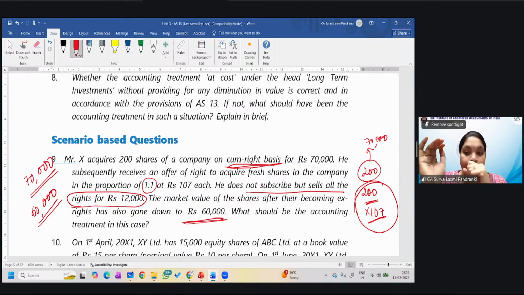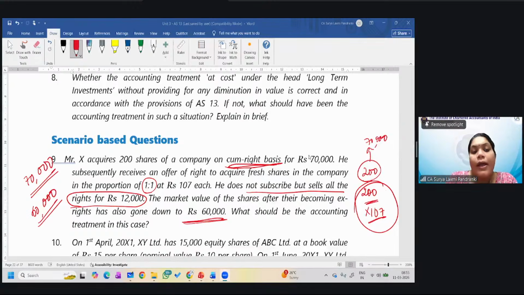This 12,000 is an income to you. Everybody agrees to it? 12,000 is an income to you. Where should you send this 12,000? We did this also when we were doing the last question. 12,000 should go to the P&L statement. Everybody agrees to it? Okay.